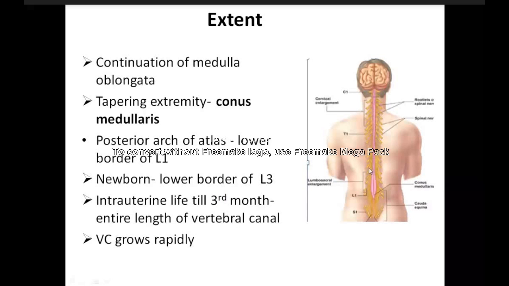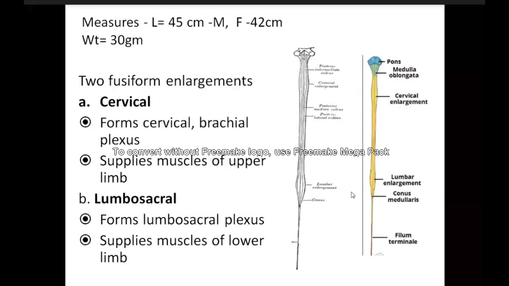Now come to the measurements, which is important again. The total length of the spinal cord is 45 centimeter, but it is slightly less in case of female. But whenever you are asked the length of the spinal cord, you should always say 45 centimeter. The total length is 45 centimeter in case of male, and in female it is 42 centimeter, and it weighs around 30 grams.